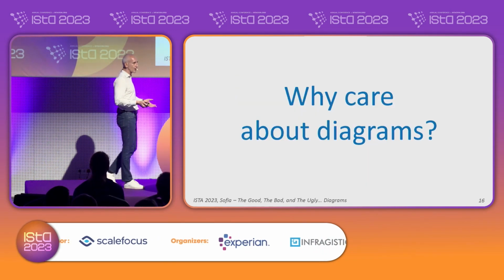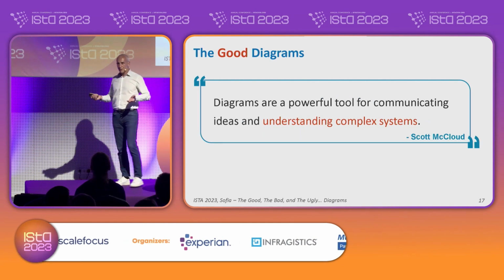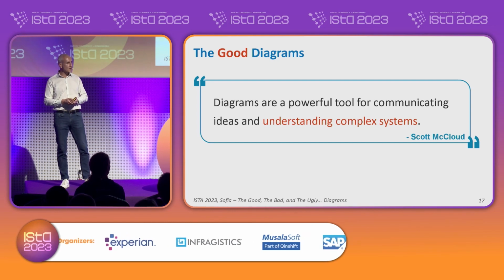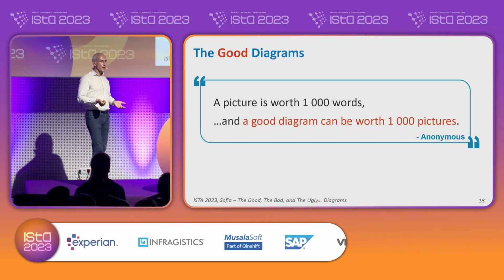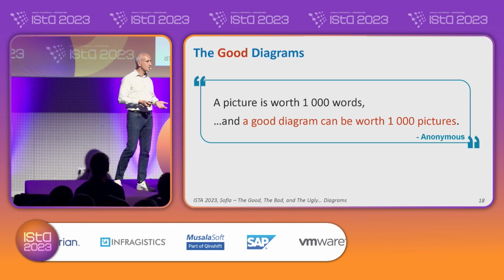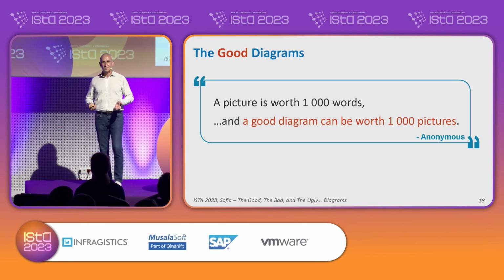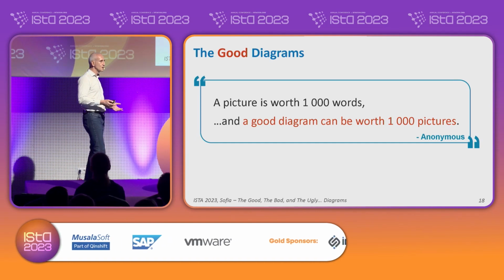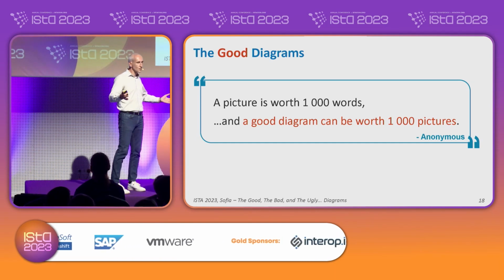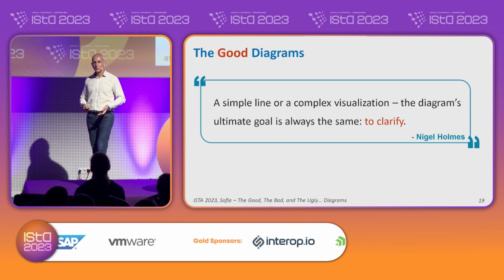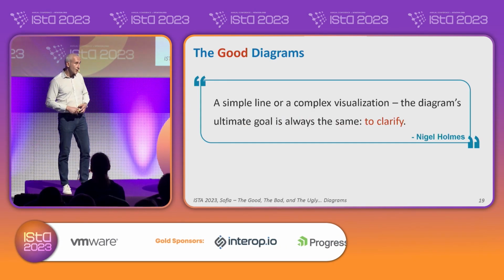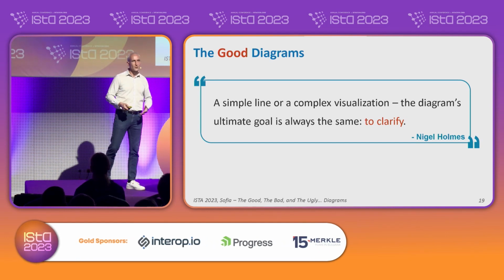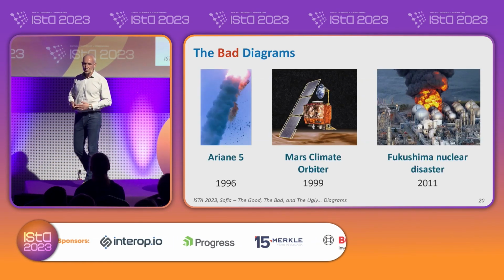So why care about diagrams? The good diagrams help understand complex systems in an effective way. Also, there is a saying that a picture is worth 1,000 words, and actually that a diagram is worth 1,000 pictures because of the simplicity, because the elimination of the clutter, focusing on actually what needs to be passed as a message. And yeah, diagrams are used to clarify, to send clear messages, to convey clearly information. So the good diagrams do this.